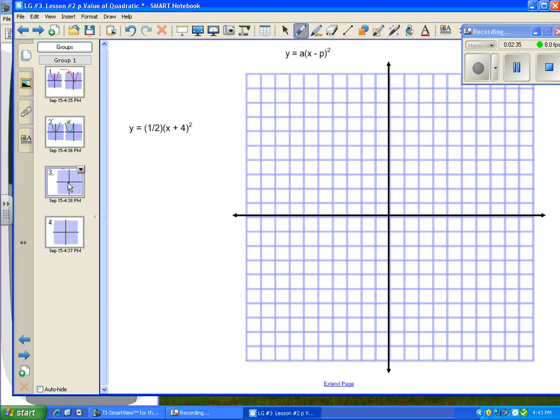This is our general formula for it. There's our a value that we talked about earlier. There's what we call a p-value. And notice that that is negative. That means to flip it.